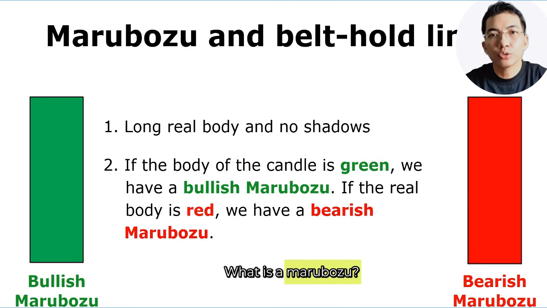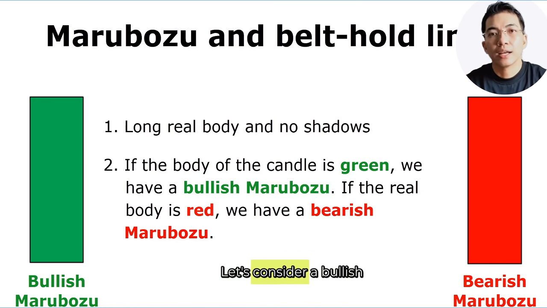What is a Marubozu? A Marubozu is a candle with a long real body and no shadows. If the body of the candle is green, we have a bullish Marubozu. If the real body is red, we have a bearish Marubozu. Even for this pattern, I invite you to catch the logic behind it, so there's no need to be super rigid about the rules. If you see a very small upper shadow or a very small lower shadow, you can still consider the candle as a Marubozu.